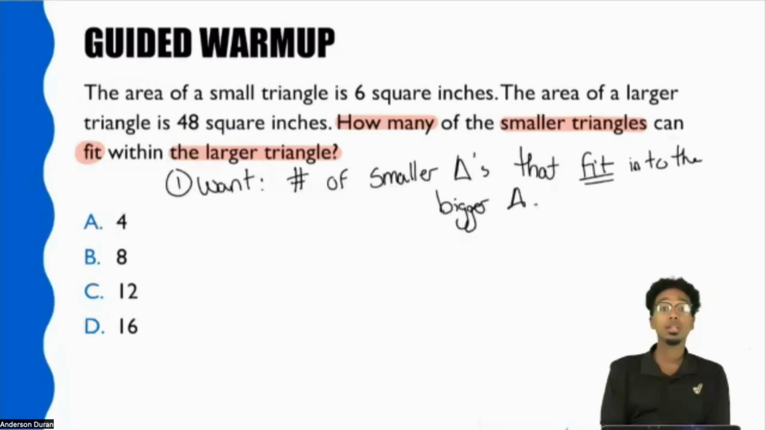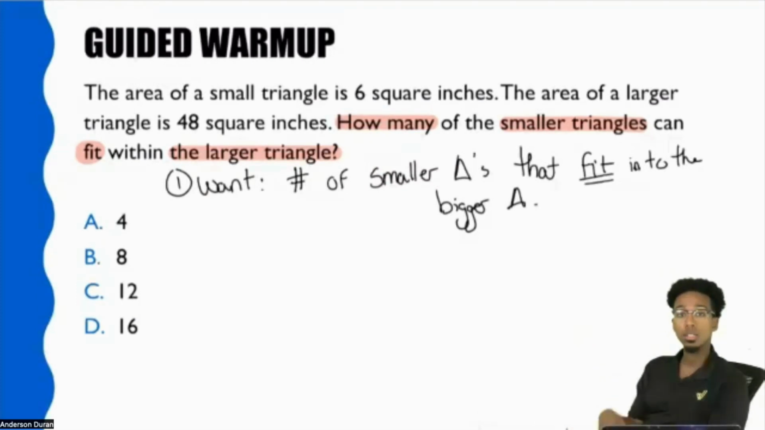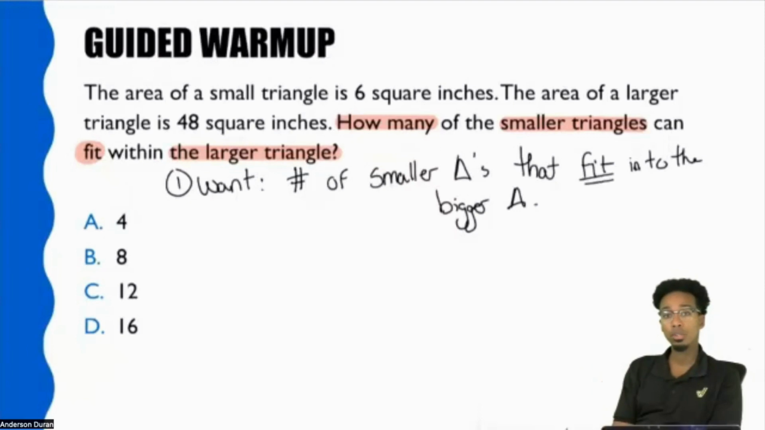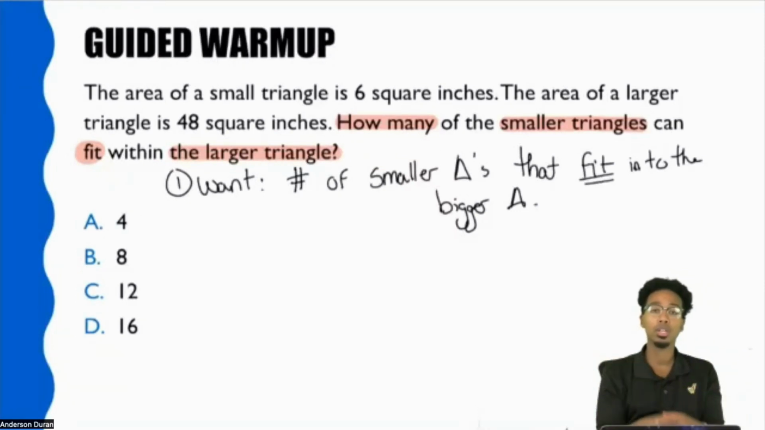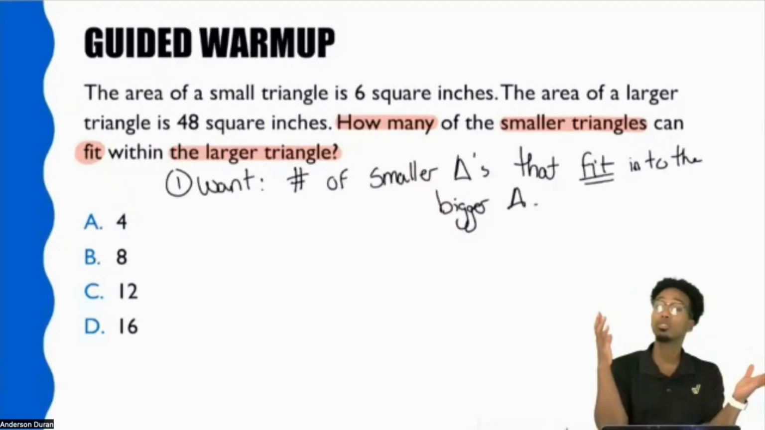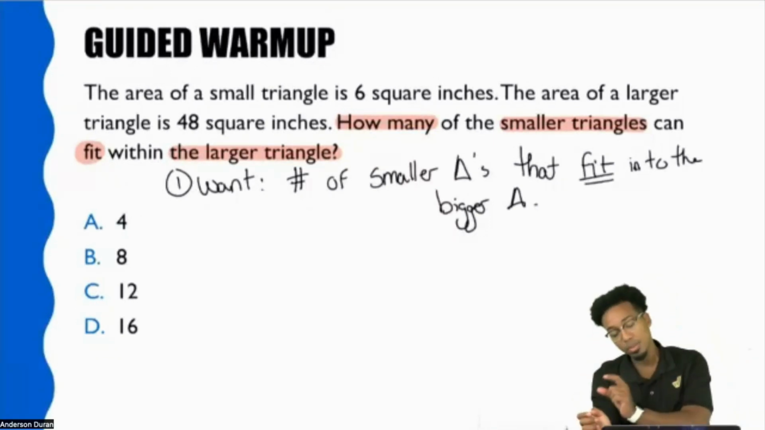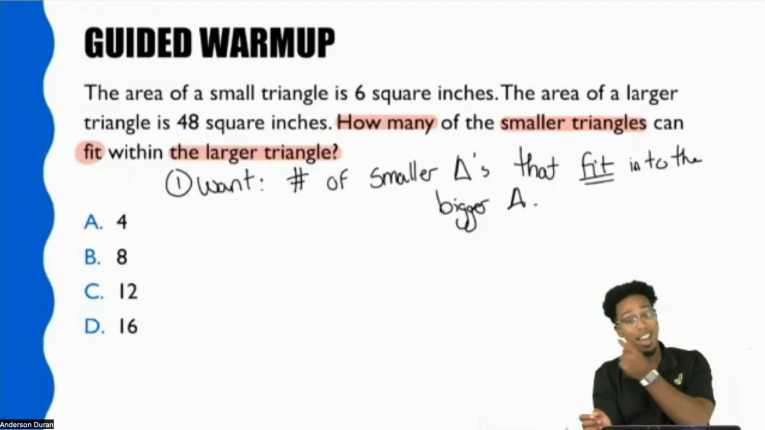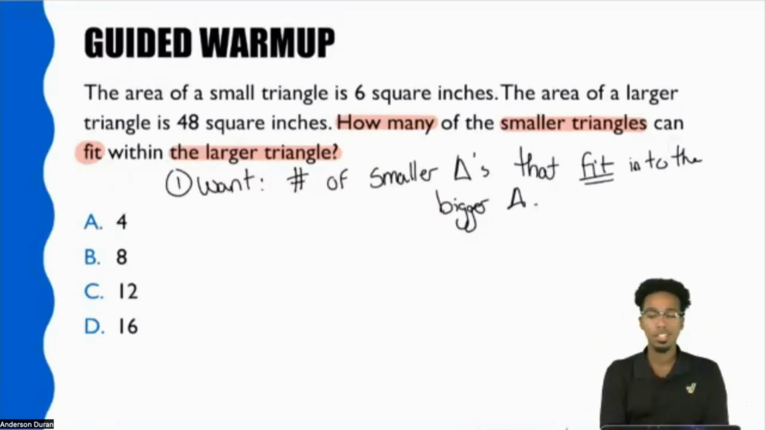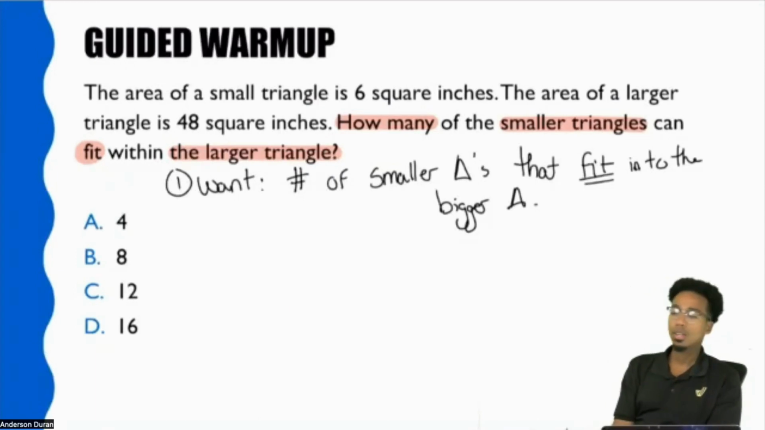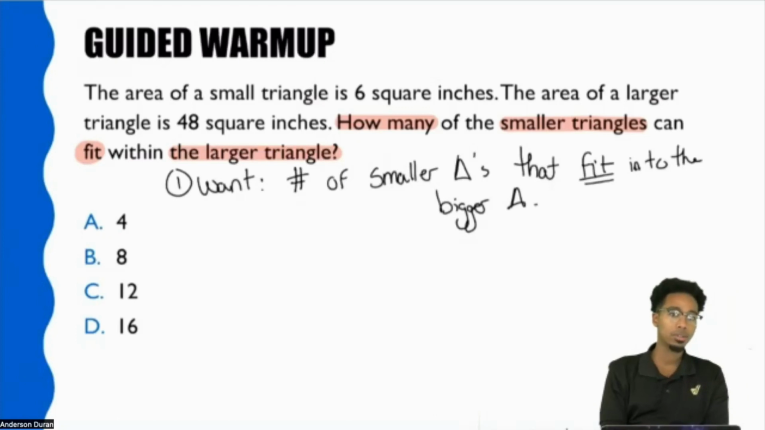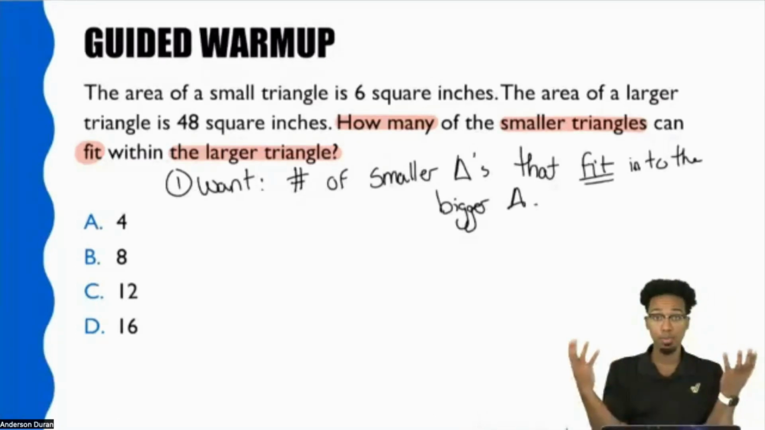Now, let's flip the situation back to what we're looking at. When you're trying to see how many of these small triangles fit into this larger triangle, what you're doing is dividing. You're dividing the space that the big triangle has by the space of each small one, because it'll tell you how many of those small ones will fit in there. Everybody, does that make sense? Here, I'm dividing the big triangle's space by the small triangle's space.